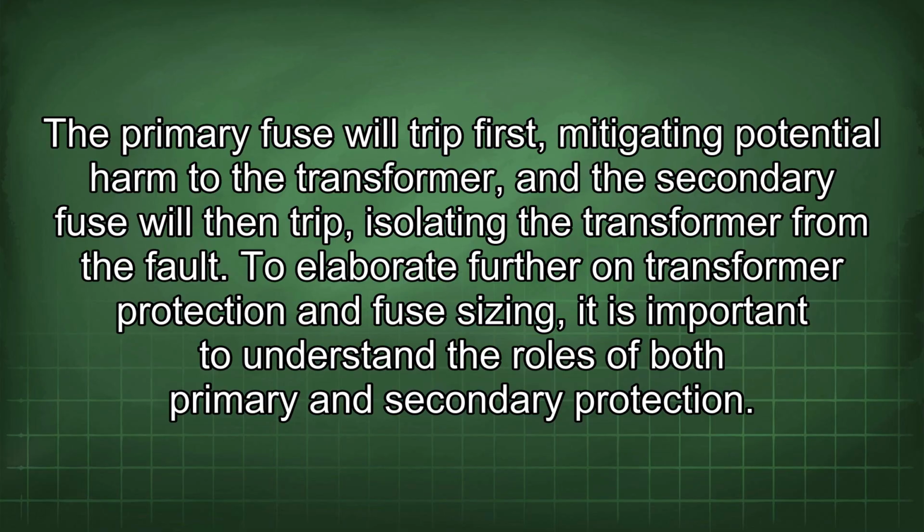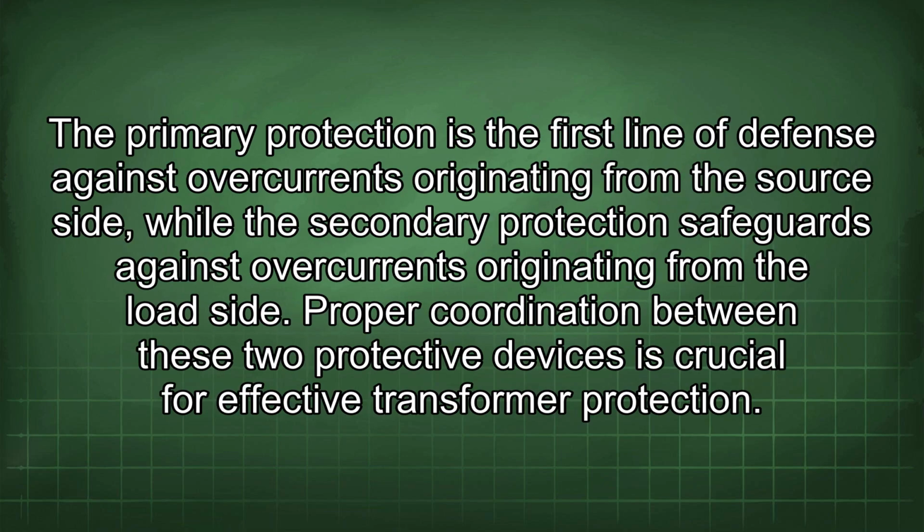To elaborate further on transformer protection and fuse sizing, it is important to understand the roles of both primary and secondary protection. The primary protection is the first line of defense against overcurrents originating from the source side, while the secondary protection safeguards against overcurrents originating from the load side. Proper coordination between these two protective devices is crucial for effective transformer protection.